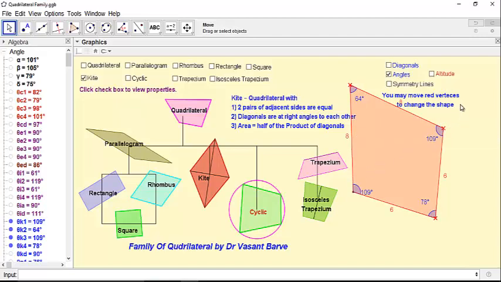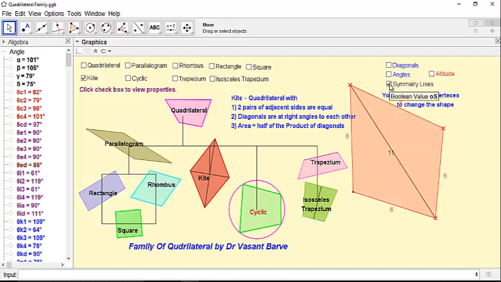Now let's see what about the symmetry lines. Because these 2 angles are equal, these 2 sides are equal, and the other pair is equal, you get a symmetry line here at the center.